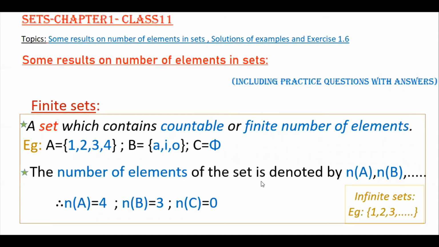So the number of elements of a set is denoted by n(A), n(B), etc. And here you can write n(A) is equal to 4, n(B) is 3, and n(C) is equal to 0. And we also know that infinite sets are the sets which have an infinite number of elements. For example, natural numbers, integers, all these sets are infinite sets.